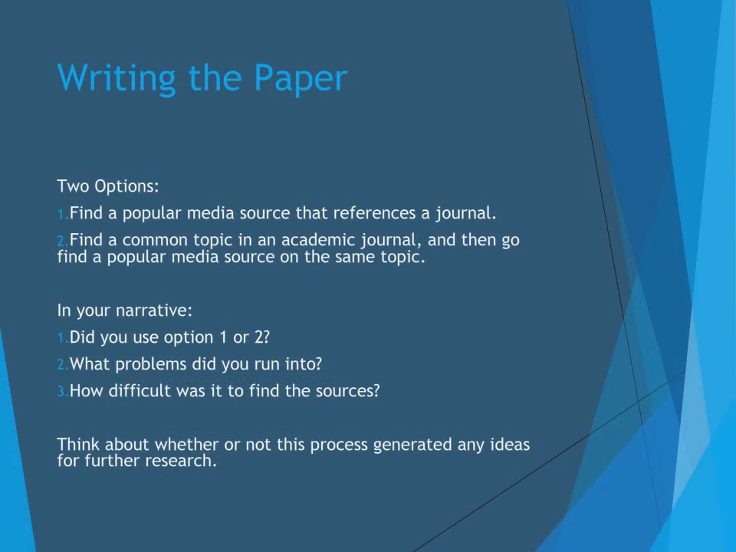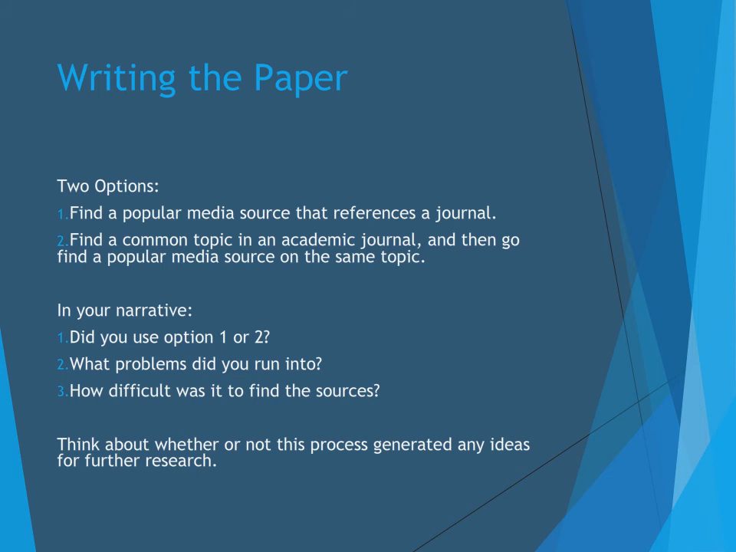For the next step in the assignment, you have two options. 1. Go to Google News or a library database like Newspaper Source and search for the title of your journal. Your goal is to find at least one popular news article that references your academic journal by name. This might be easy or more difficult depending on how specialized your chosen journal is.